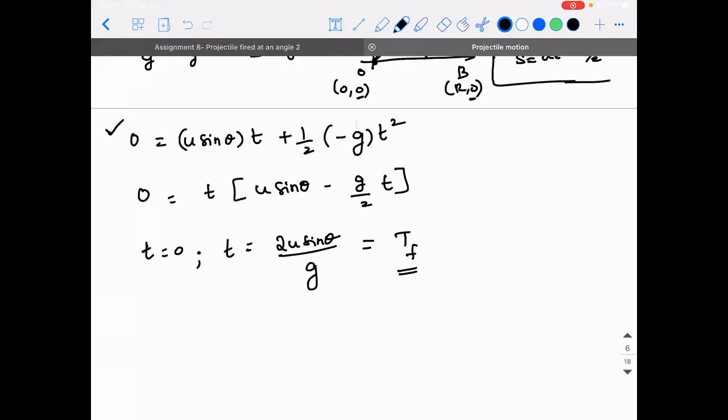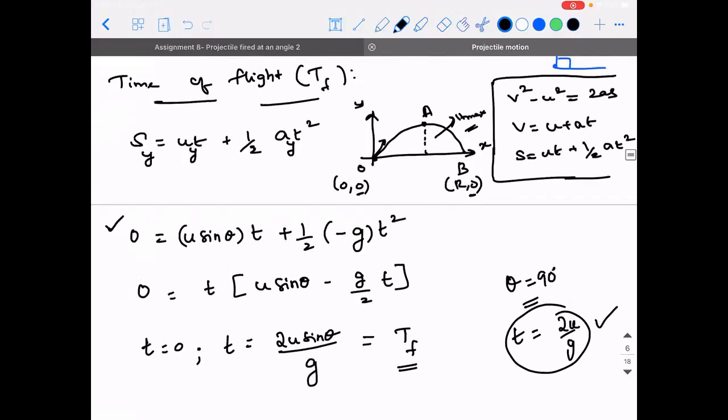So t is equal to 2u sin theta divided by g, which is the time of flight. Yesterday I told you a logic, right? Had the value of theta been 90 degrees, then t will be 2u divided by g. Revisit the concept of an object moving under the influence of gravity. Then you will get the total time of flight as 2u by g, because here also it is a special case. Am I clear or not?